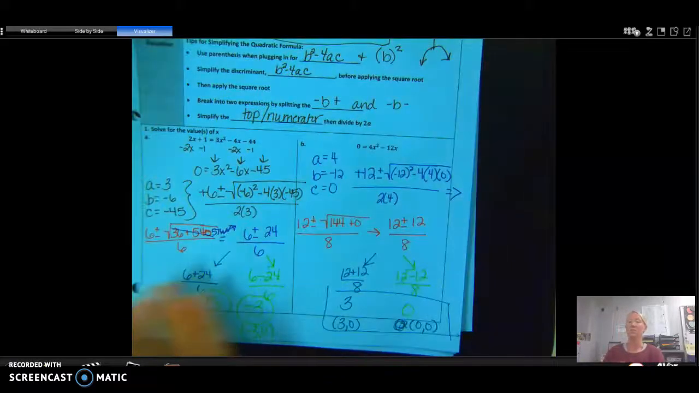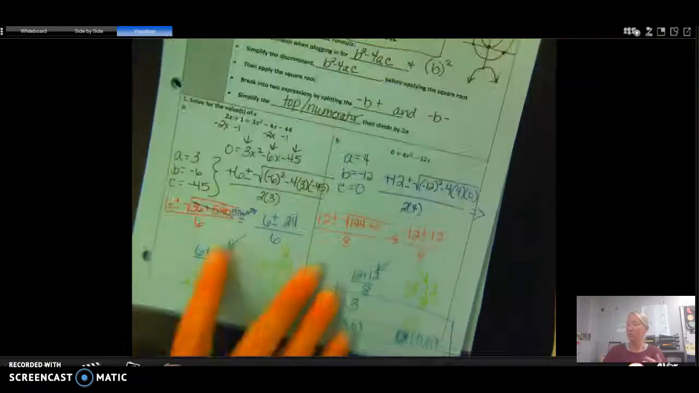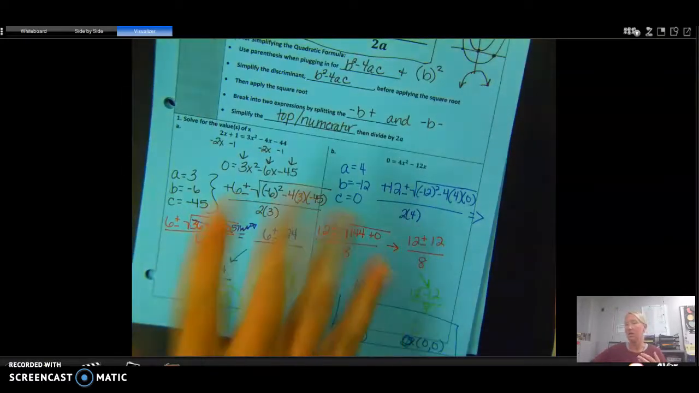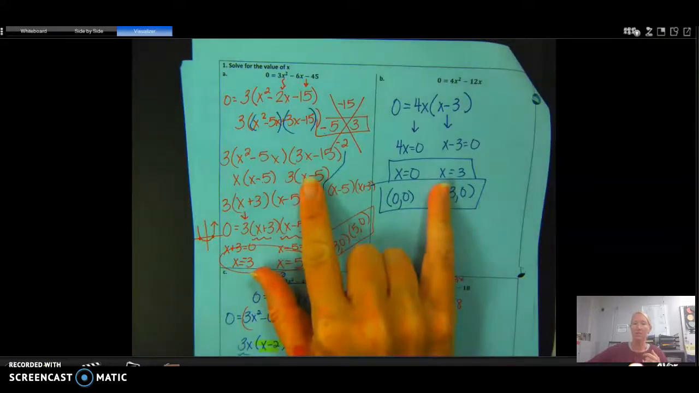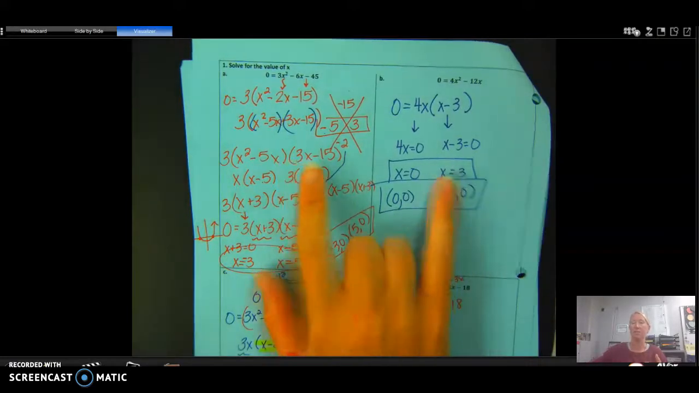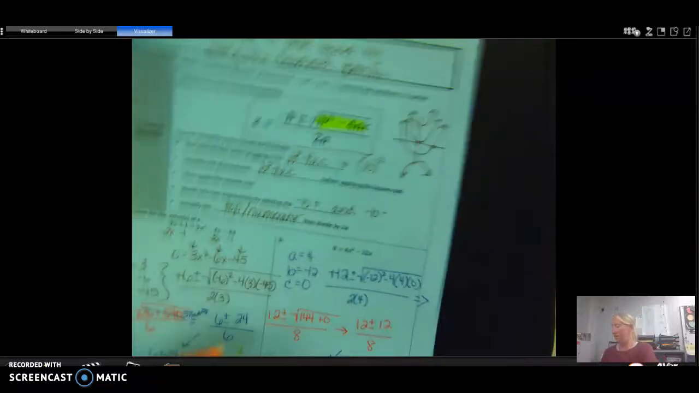Quadratic formula works for any quadratic. I could use any quadratic, plug it into the quadratic formula. It will always give me an answer. But it may not always be the best time to use the quadratic formula. For instance, on these two problems, the best method would be the factoring method because it should take us less time than the quadratic formula method. Okay? All right, let's go to the next page.